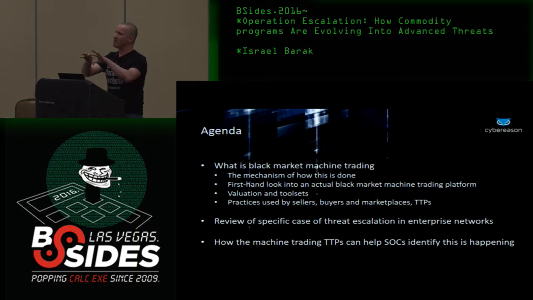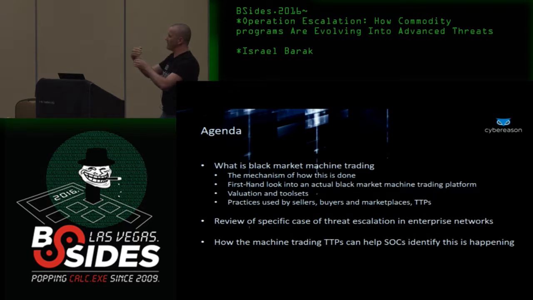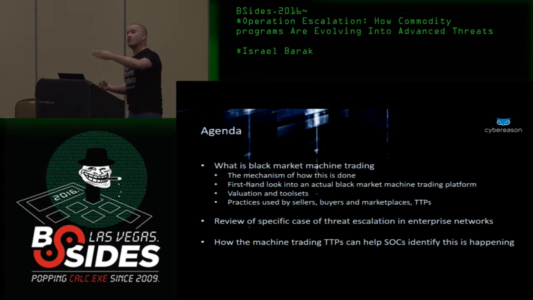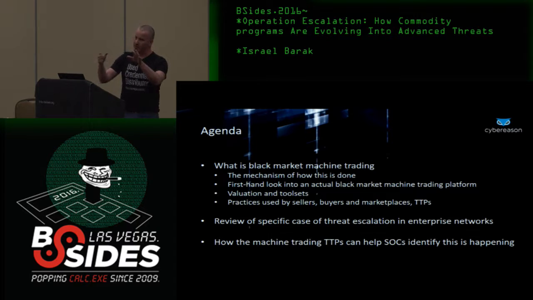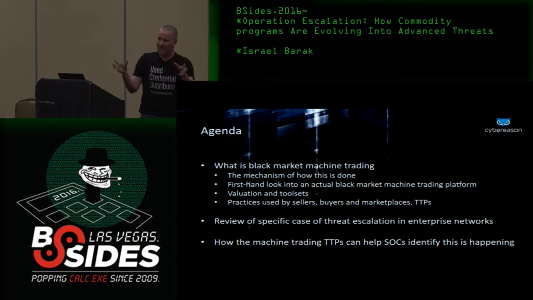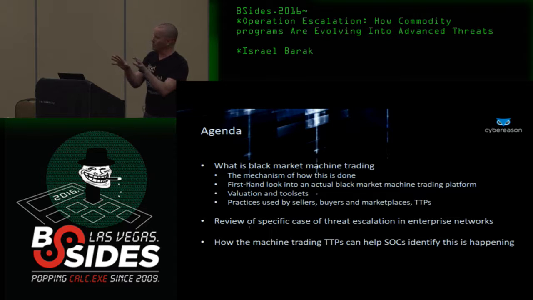We'll review a specific threat that we've analyzed from the attacked organization's perspective, in which the commodity malware's operator offered it for sale and went through the process of being sold to a targeted actor. We'll see how that looks from the attacked organization's perspective. And we'll summarize all that data in a few conclusions on how security operations centers can detect that these processes are taking place within their networks.